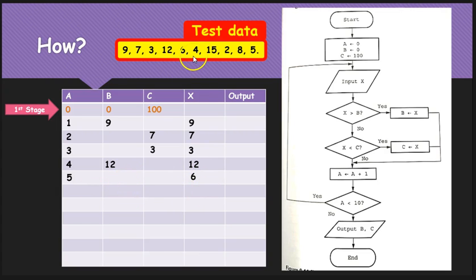And the next one, we've got 4. Going back down, is 4 greater than b? No. Okay, so I think each of these decisions is a no, and we add a count. And the next input value is 15. Well, is 15 greater than b? Well, 15 is greater than 12, so it puts 15 into the variable b. And then it adds another one to the count.